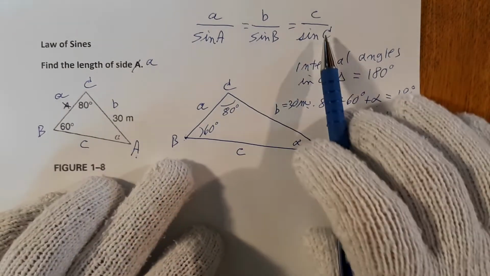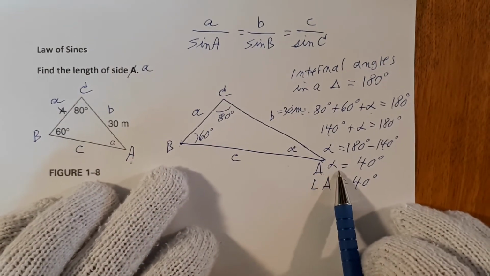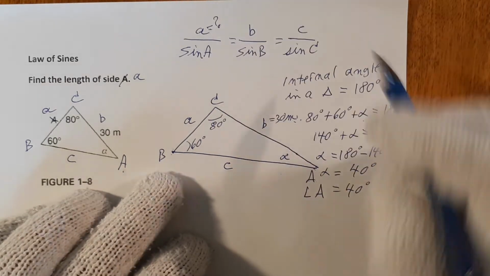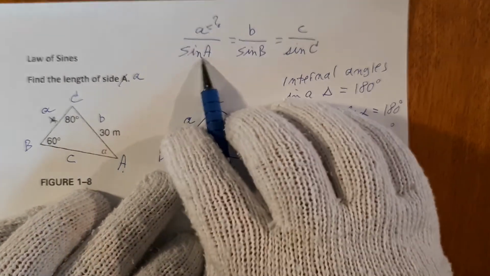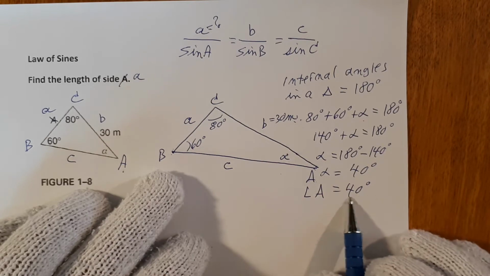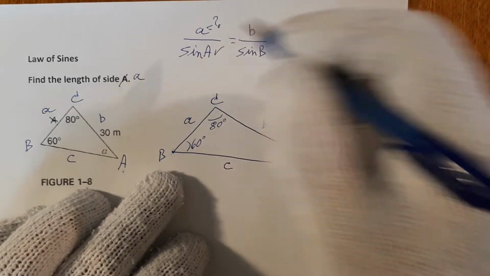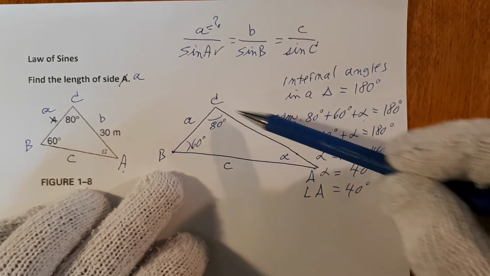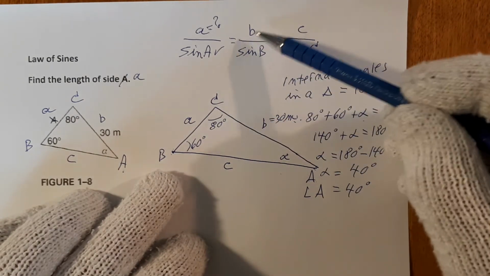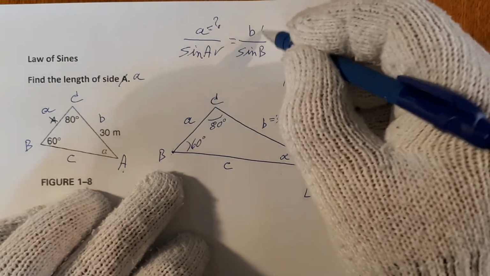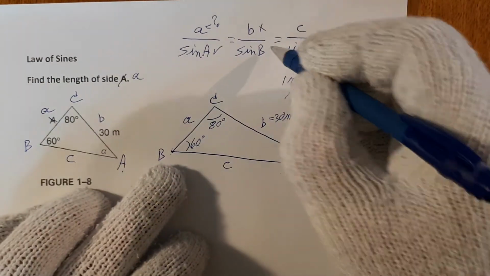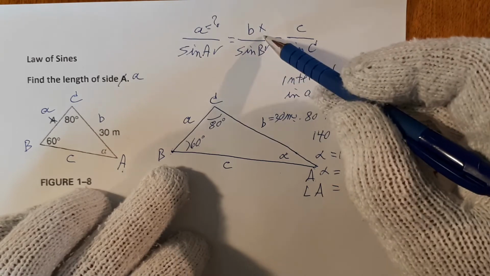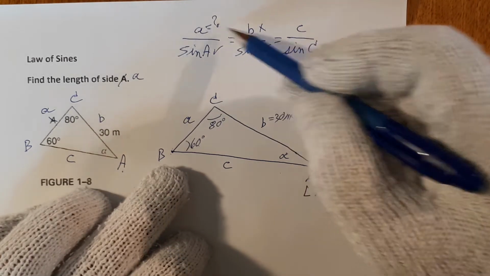So looking at our equation and looking at our triangle, we want to find A, this one right here. And the sine of A, we know what the angle A is, 40 degrees. So we know what this one is. And let's look at B. Here's the length B. We don't know what the length B is. We do know the angle of sine B, but we need to know both of them because that's our variable, that's our unknown.